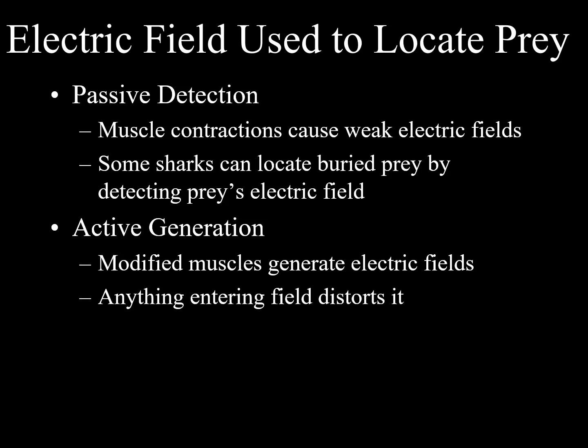So to locate prey, you can just use passive detection of the prey's electric field to be able to tell that it's there, or you can generate your own electric field. And those two things are really pretty different.